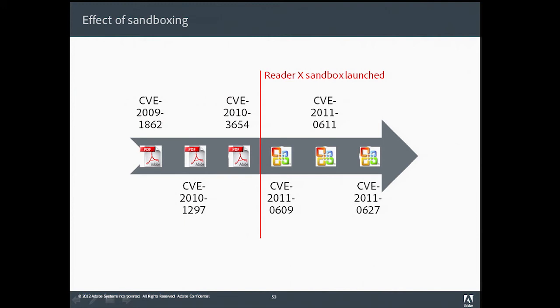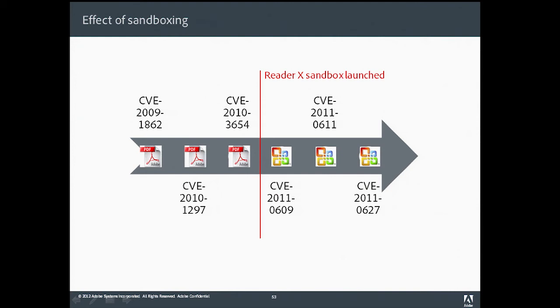They were doing Swift and PDF, Swift and PDF, Swift and PDF. As soon as we launched Reader 10 Sandbox, they started doing Swift and Microsoft Word documents, and all the attacks started to switch over to Microsoft Word documents. Since we launched the Reader 10 Sandbox, we've only had one 0-day attack, if I remember right, about 2 years ago, and that was explicitly targeting Reader 9.